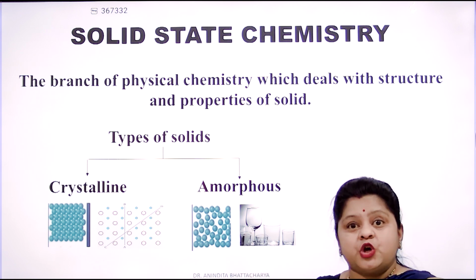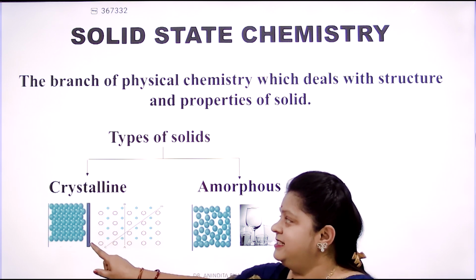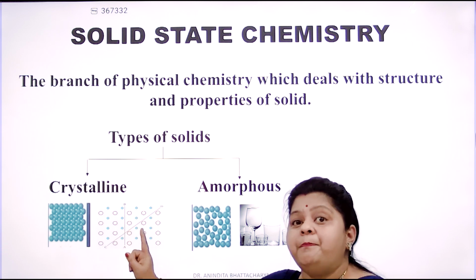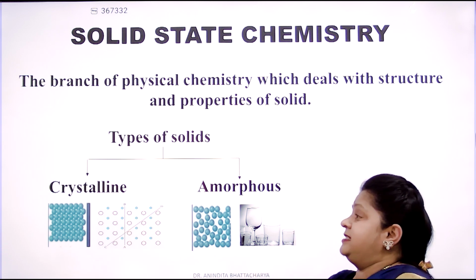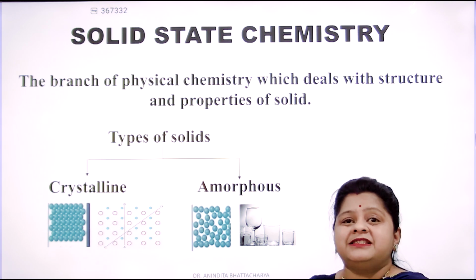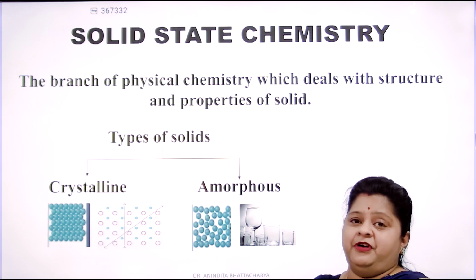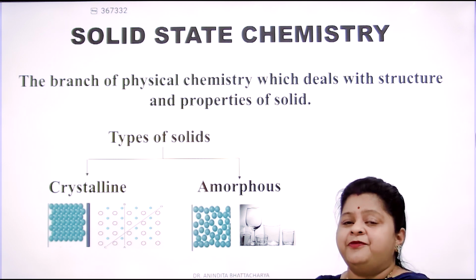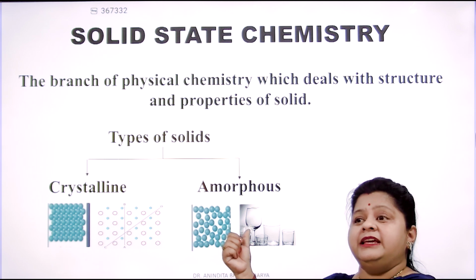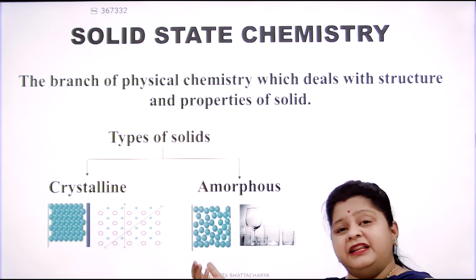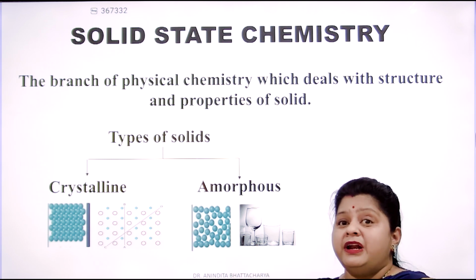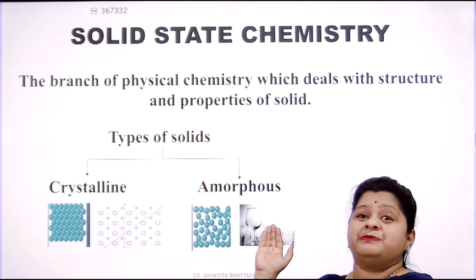In crystalline solids, the particles are arranged in an ordered fashion. They follow a particular pattern. Whereas in amorphous solids, they are haphazardly arranged. They are not following any definite pattern, and layers can move from one place to another. An example is supercooled liquids, which are these glasses.